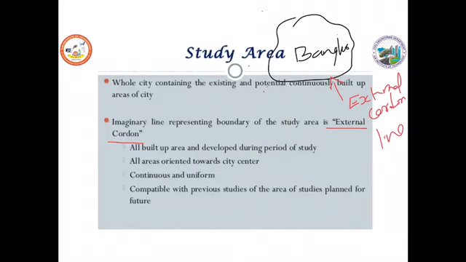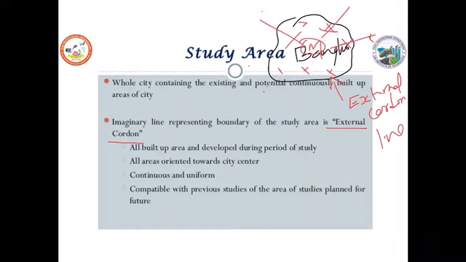So now when we take the Bangalore city, our city center will be the Majestic. To the Majestic, the people may come from various points. So when we consider the external cordon line, each and every point from where the people are moving towards the city center needs to be included within the external cordon line. And thirdly, the external cordon line should be continuous and uniform.